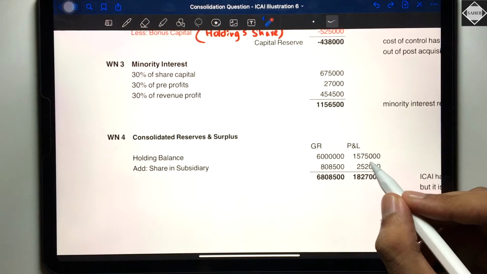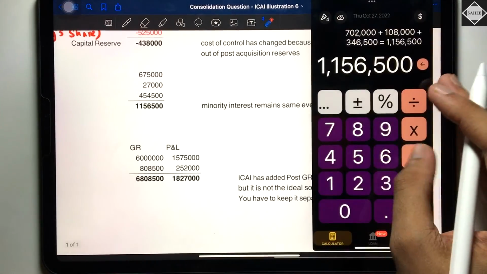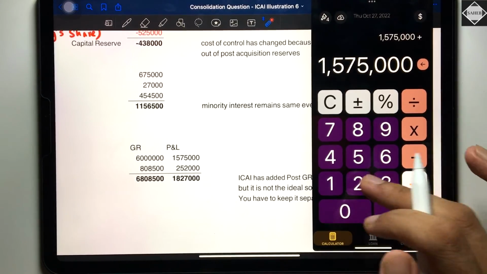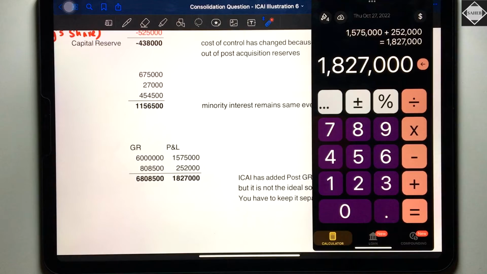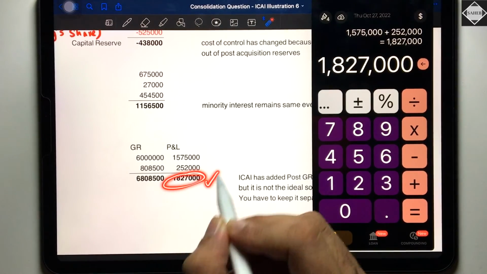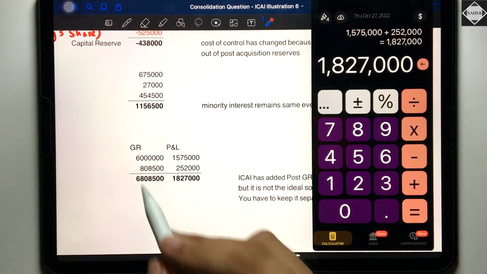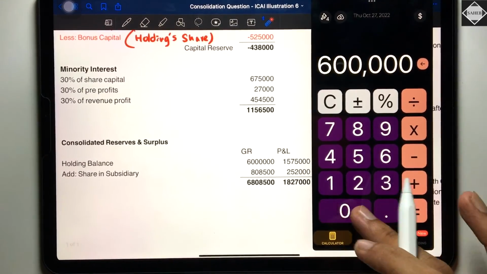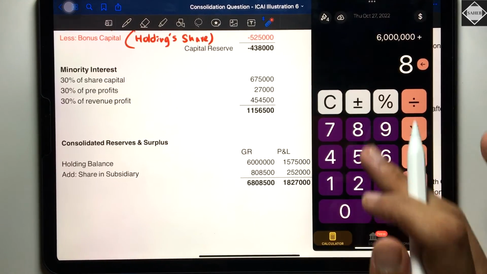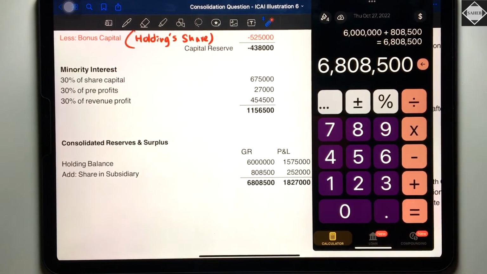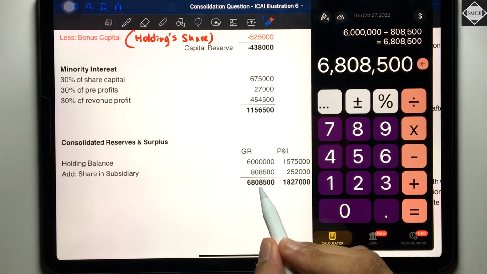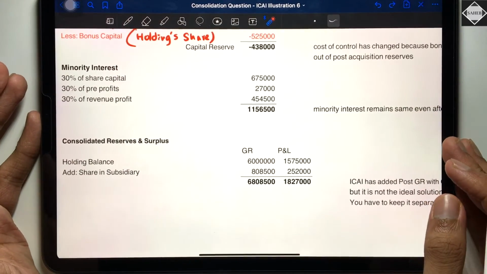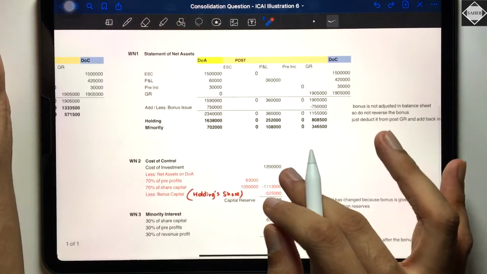See here, in PNL 15 lakh 75 plus 2 lakh 52. Let's do that in the calculator. 15 lakh 75,000 plus 2 lakh 52, that's equal to 18 lakh 27,000. And then 60 lakhs plus 8 lakh 8,500, that's equal to 68 lakh 8,500. This is the GR of the holding company, the consolidated one. Clear? Okay.